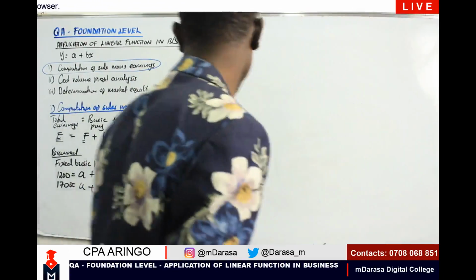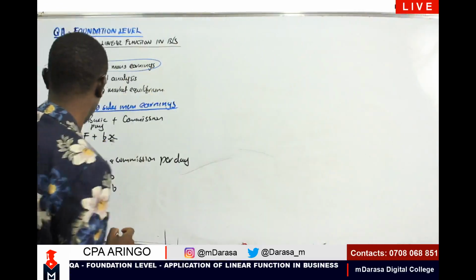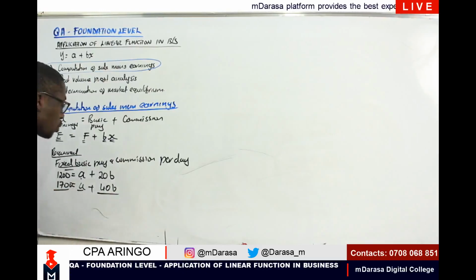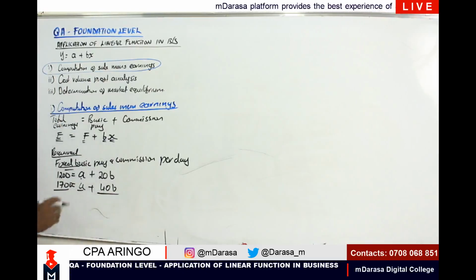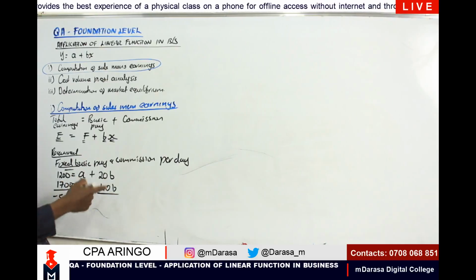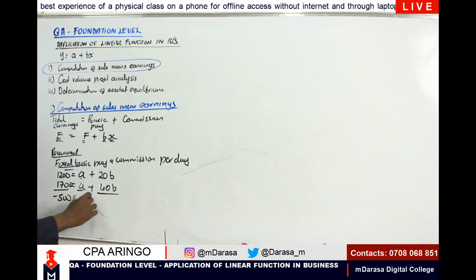These two equations will assist us to determine the fixed basic pay, which is A, and commission pay per day, which is B. So how are we going to work it out? Let us use the elimination method. 1200 minus 1700 should give us minus 500, which will be equal to A minus A, that is 0, and 20 minus 40, that should give us minus 20B.